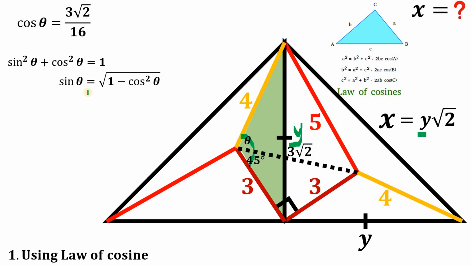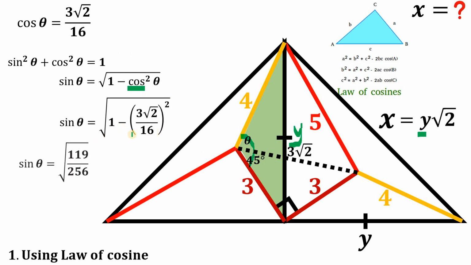So now, let's figure out the value of sine theta. Let's replace cosine theta with the value 3 times square root of 2 over 16. Squaring this, we have 1 minus 18 over 256. Combining those numbers, we get sine theta equals square root of 238 over 256, which, when we simplify further, gives sine theta equals square root of 238 all over 16.